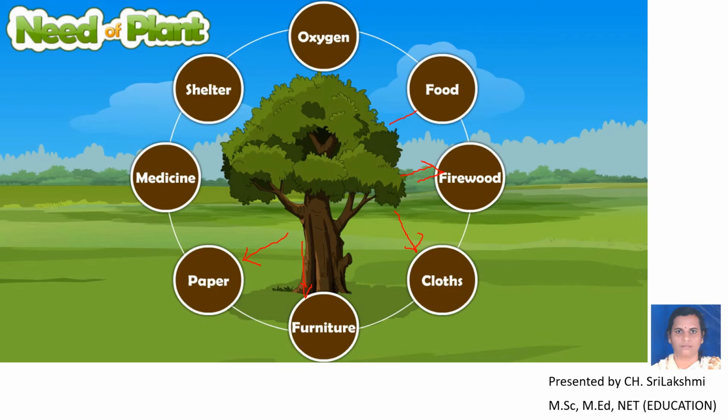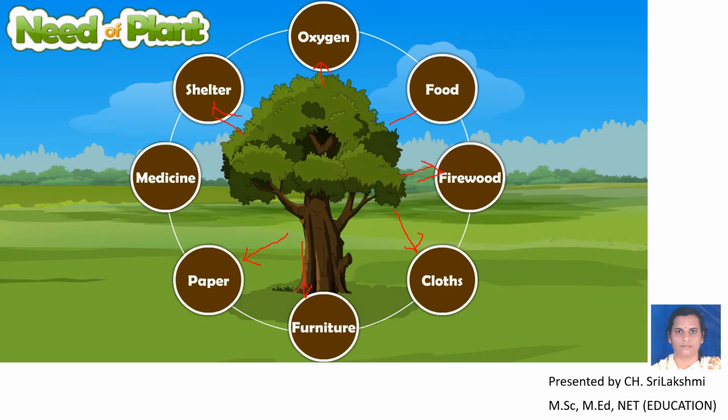So we get even perfumes from the plants. We get gum from plants, and plants also provide shelter to animals and birds. And plants give food even to the animals. The leaves or twigs are eaten by some of the animals. So these are the uses of the plant. And the main thing is they give us fresh air, that is oxygen.